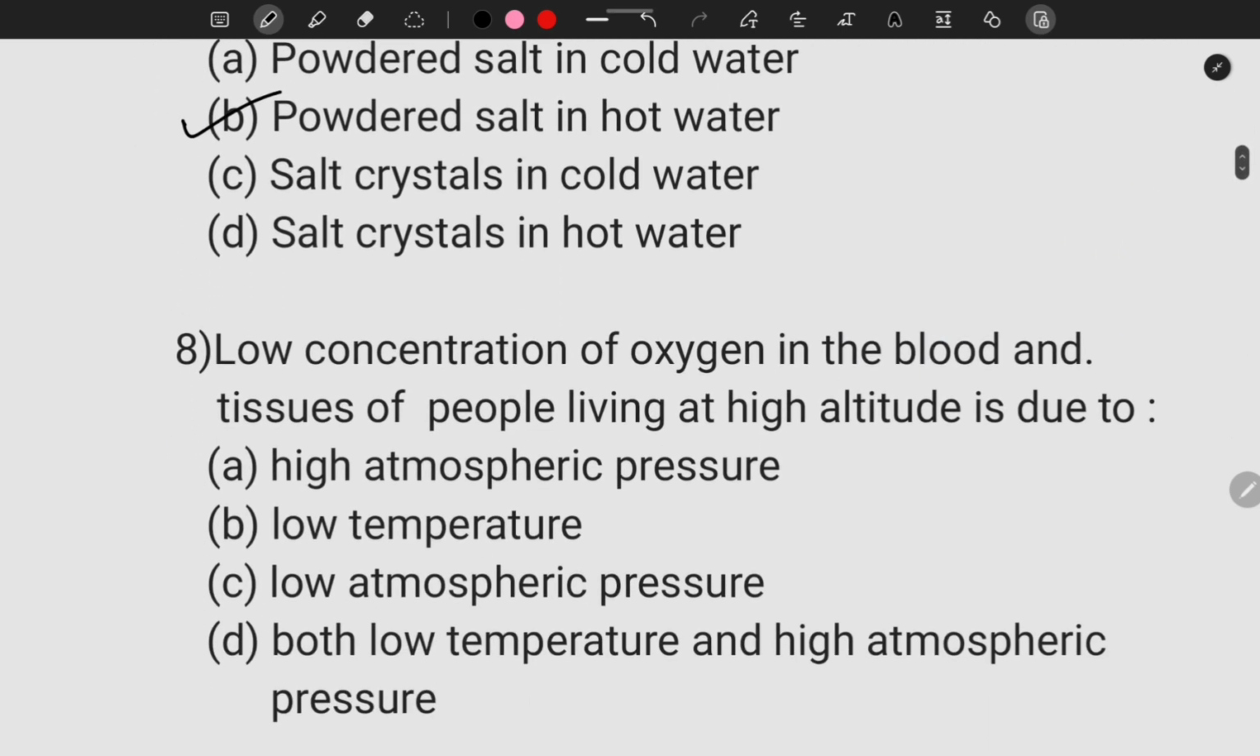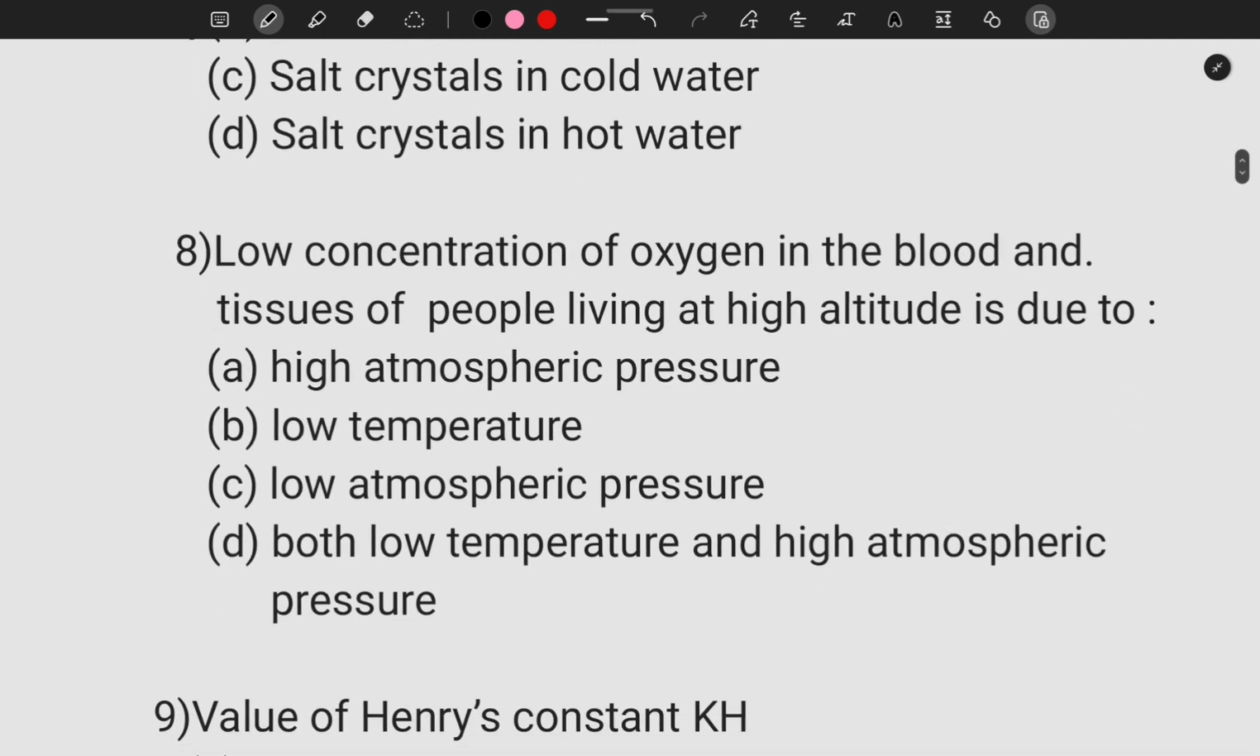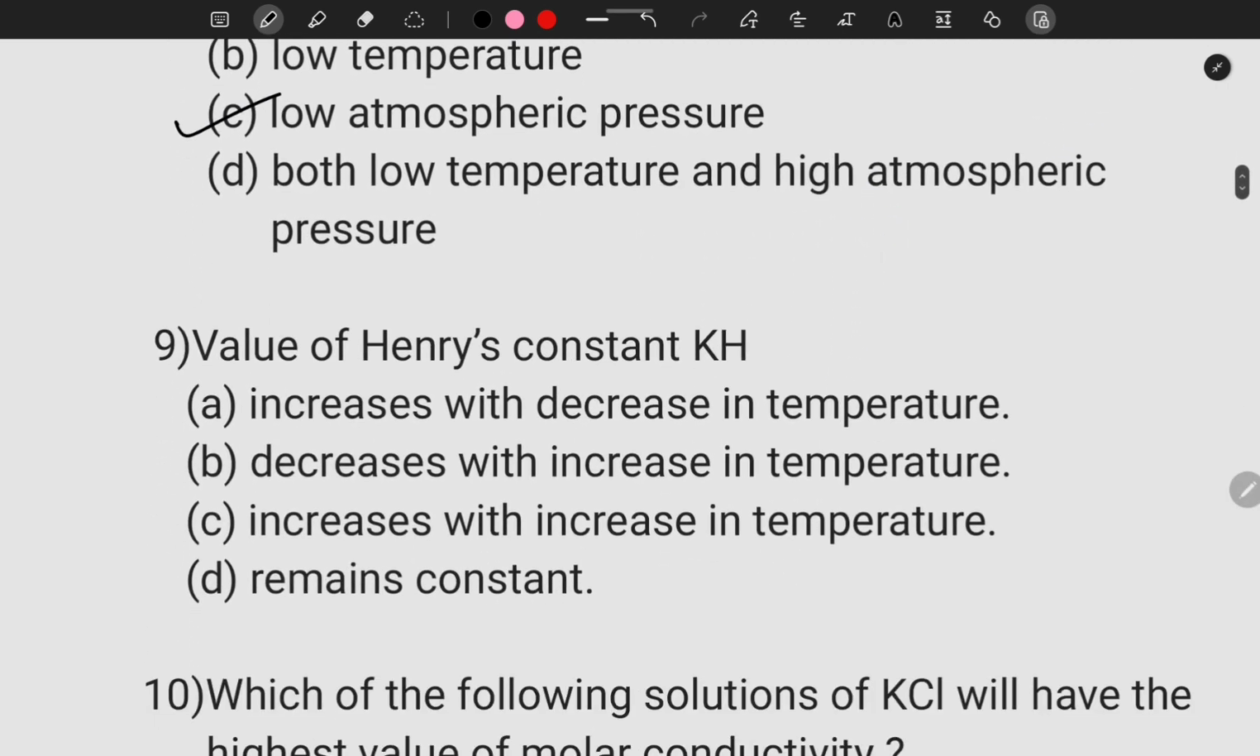Low concentration of oxygen in the blood and tissues of people living at high altitude is due to, we know when we go to higher altitude, the atmospheric pressure decreases. So the amount of oxygen entering the blood also will decrease. So low atmospheric pressure.